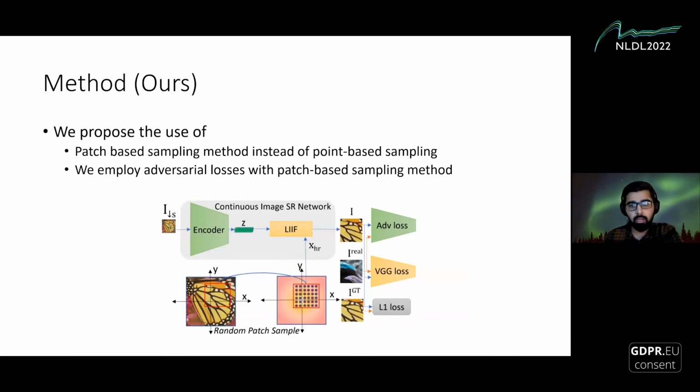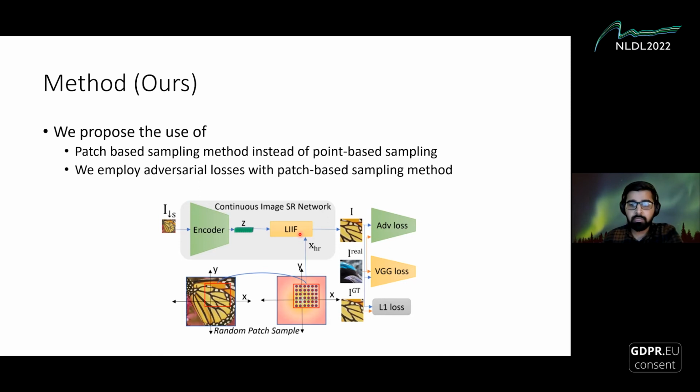Now we show an overview of our method. The input image is passed through a convolutional encoder to obtain a latent vector. This latent vector and the image coordinate XHR are used to obtain the color values of the pixel at the input coordinate using the LIF block. Note that the implicit neural network consists of a few layers of multi-layer perceptron that are present inside the LIF block. We need an output image patch to train the implicit neural network using adversarial and perceptual loss.